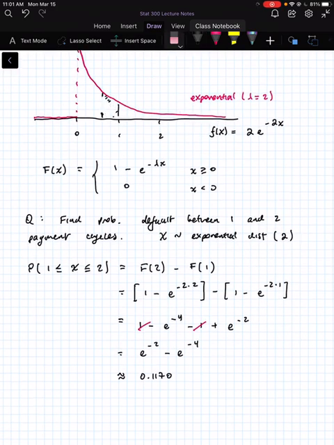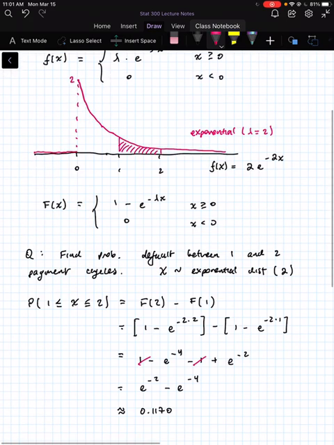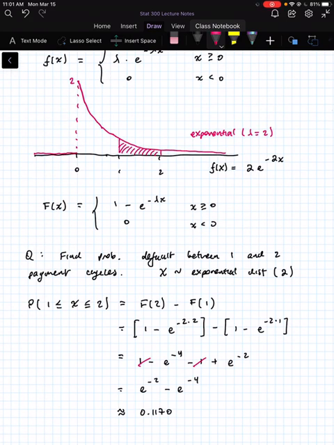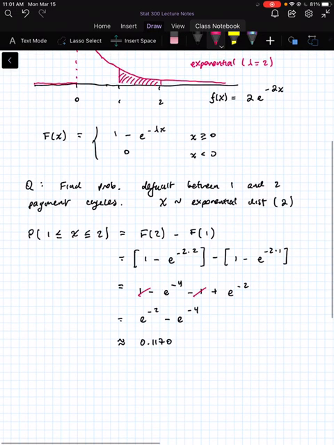And so this actually corresponds to this part of the distribution. In other words, we're looking at this area right here. And that's what we just calculated. So that's the probability. We have the function here for the CDF.